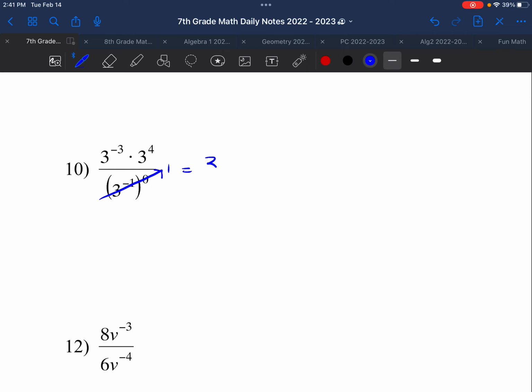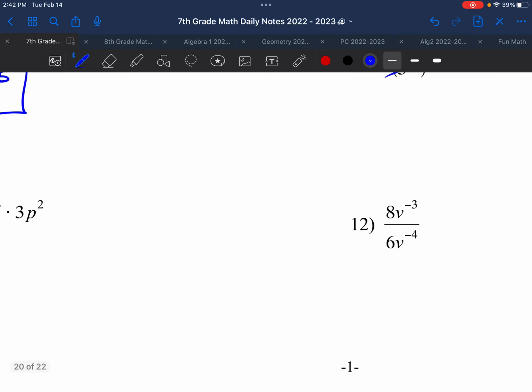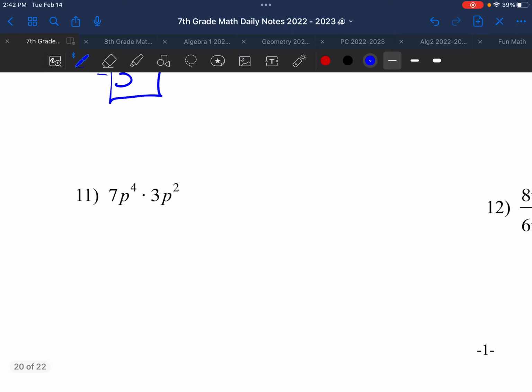So my new problem is really 3 to the negative 3 times 3 to the power of 4. That is my problem. From here, because I have the same base and I'm multiplying, I'm going to add the exponents. Negative 3 plus 4 is going to be 1, so this is going to be 3 to the power of 1. While this will get you full points on a quiz, test, or homework check, you typically don't write this power of 1, and you just say this is going to be 3 for my final answer, and we'll box that. In number 11, I have a bunch of things going on.